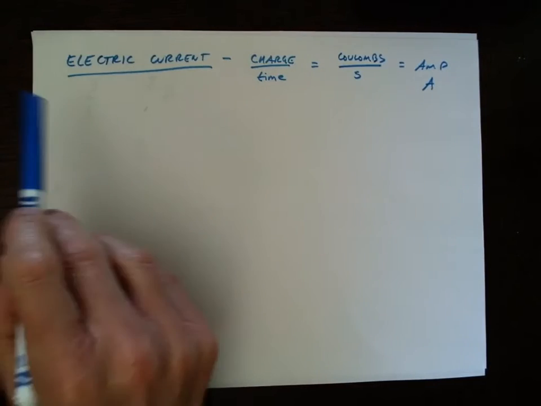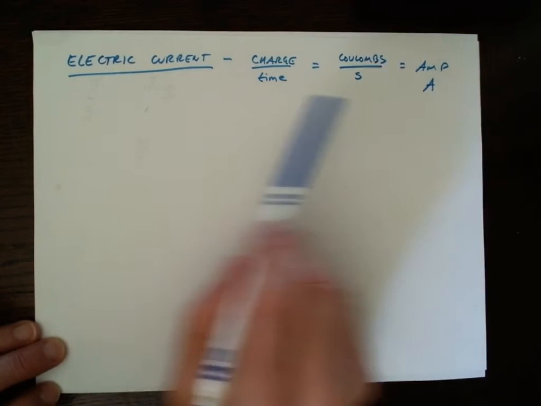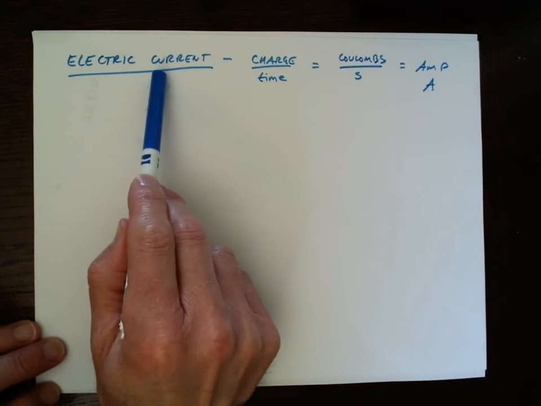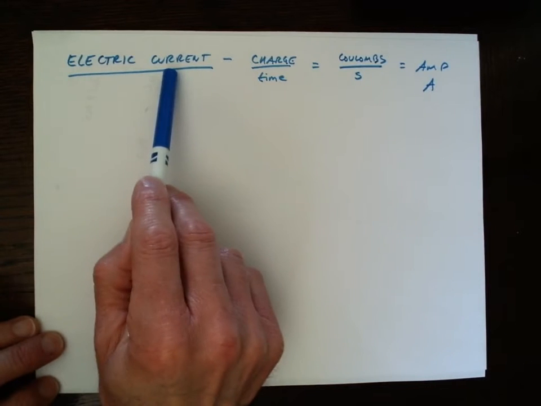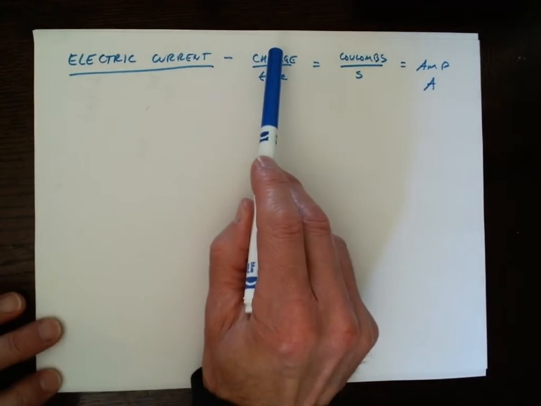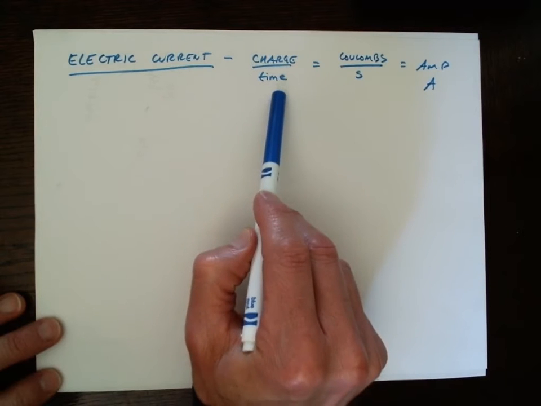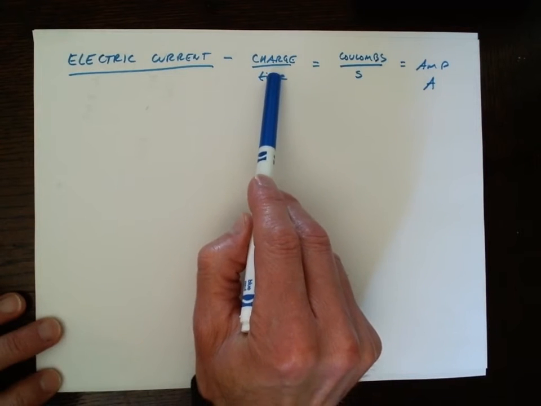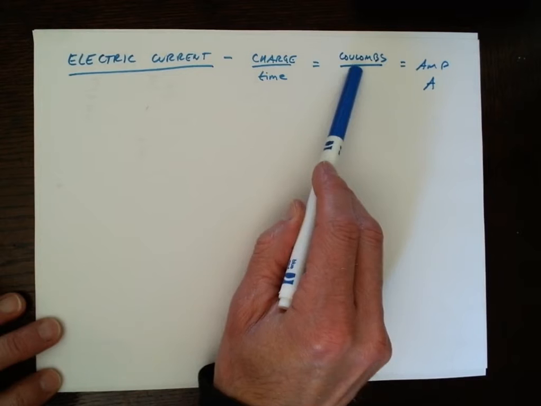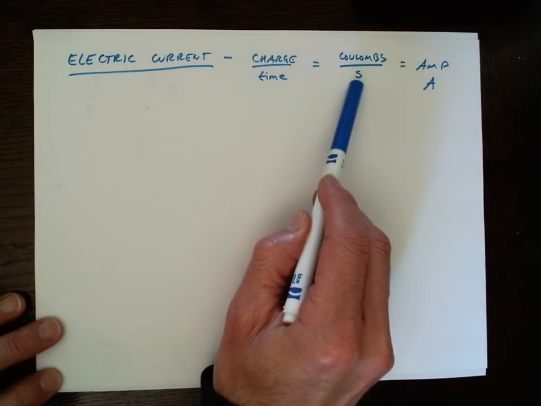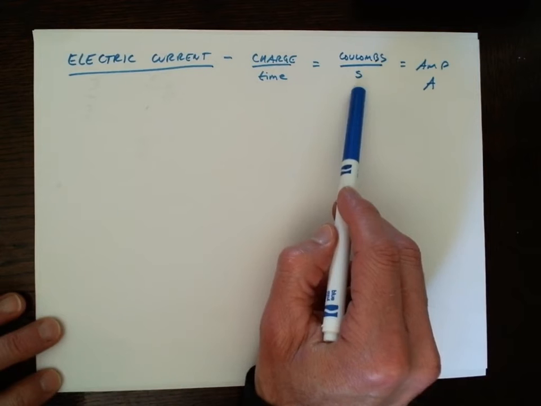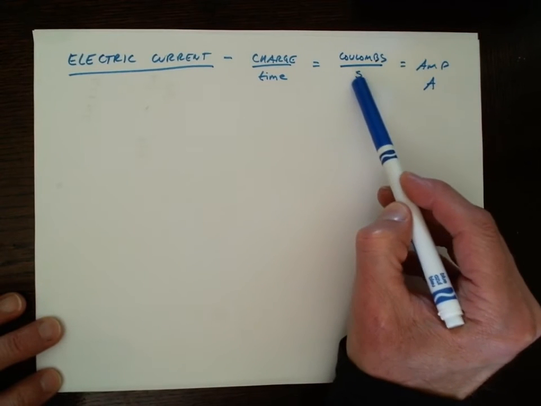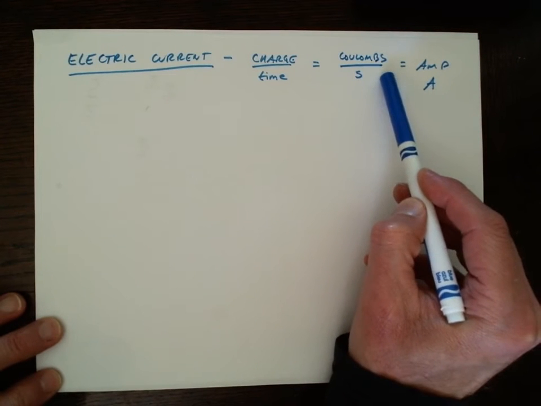This is going to be the last concept we're going to cover for the year. We're going to try to relate electric current to chemical reactions. And electric current is the amount of charge delivered per unit time. Because charge is measured in coulombs and time is measured in seconds, the units of electric current are coulombs per second.